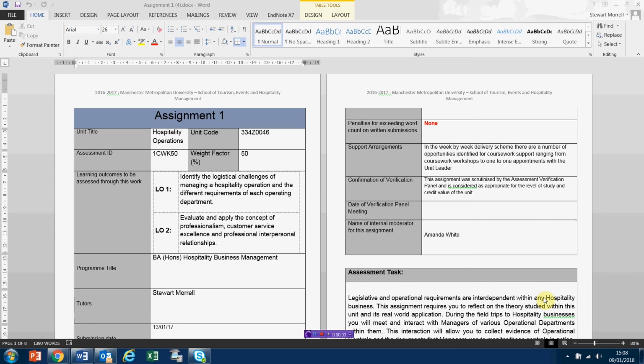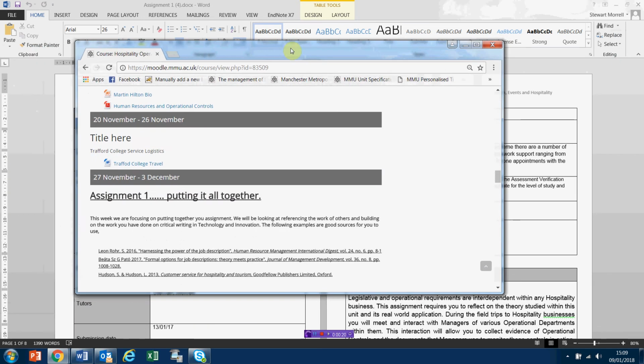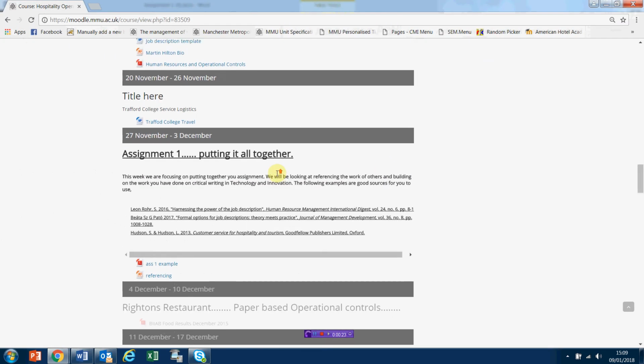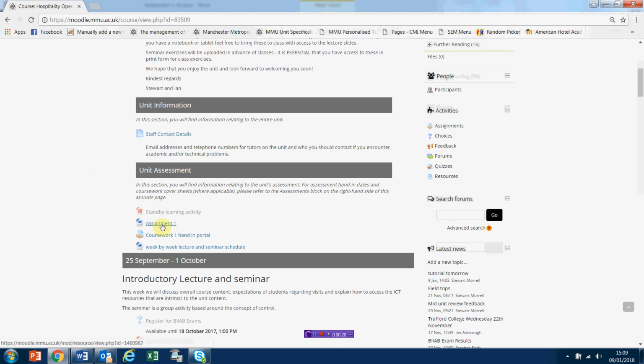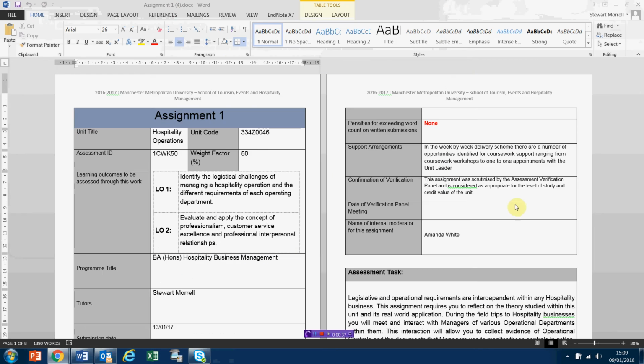Okay, as promised, a little introduction and then just a recap over what the requirements are for assessment number 1 in hospitality operations. Now, if you download the assignment brief from the Moodle site, which is just here under unit assessment, where my mouse is hovering now, download that. That gives you a complete description of what the assignment is, and that is this document here.